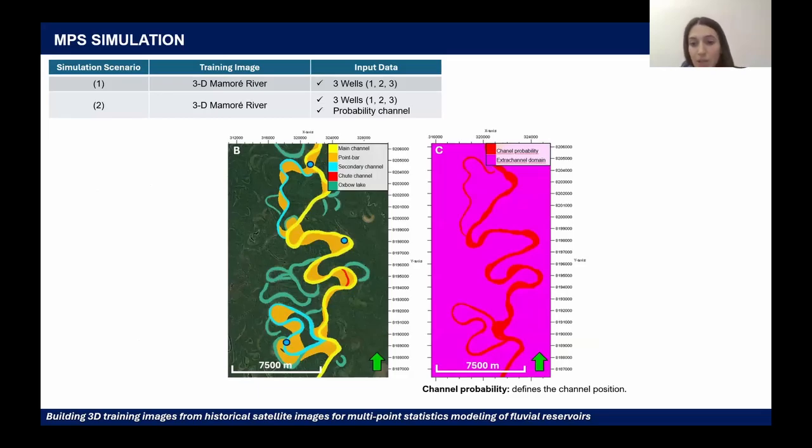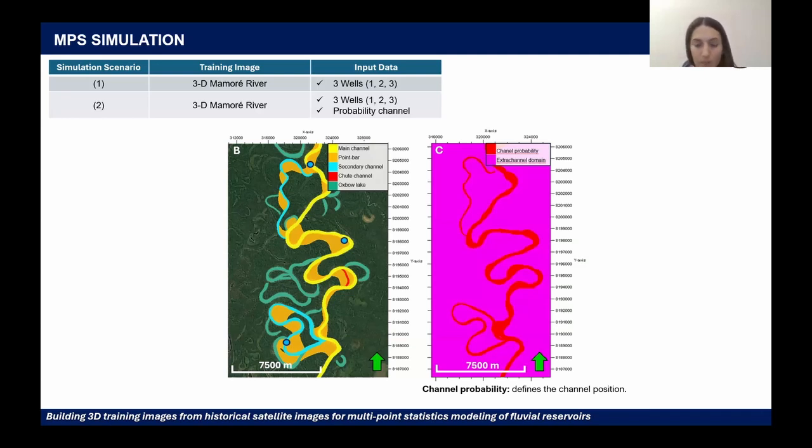For the geostatistical simulation, using multi-point statistics, two scenarios were generated. In scenario 1 of the simulation, the input data consists of 3 vertical logs that represent the vertical stratigraphy of 3 locations, indicated by the blue dots that you can see in the figure. These logs are extracted directly from the training image and used as conditioning data for the simulations. And the second scenario combines the same conditioning data with a probability model that defines the likely channel position.